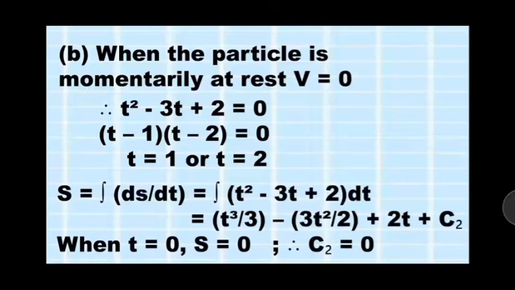So we need to make use of this condition to get the value of our c. When t is 0, distance is 0. Because at point O, no motion has started. The particle has not moved at all. So distance is also 0. Because that's what they ask us to find: distance from O. When the distance is 0, then that time is also 0. So if we substitute in this equation of s now, our c2 is going to be 0.